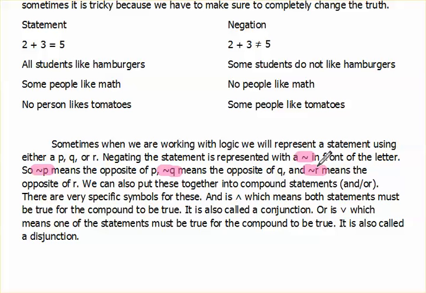Now we can also put these symbols together into compound statements, which we call and or statements. There are very, very specific symbols for these. When you are talking about and, we use this up caret symbol. Anytime you see this up caret symbol, it's read as and. Now, and means both statements must be true for the compound to be true. So let me give you an example.